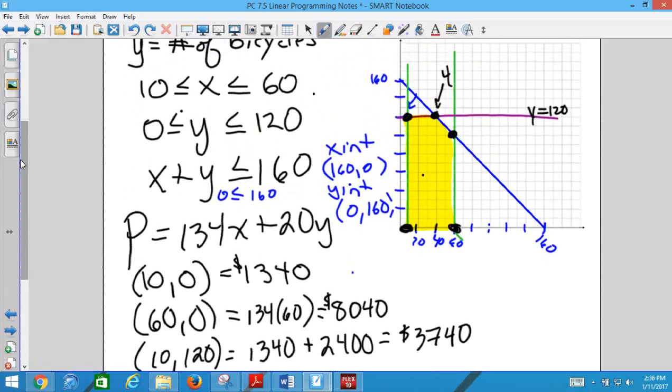What about the other one? How about 5? That's on the green one, so x is definitely 60. And we just have to plug it into this x plus y equals 160. So y would be what? 100?